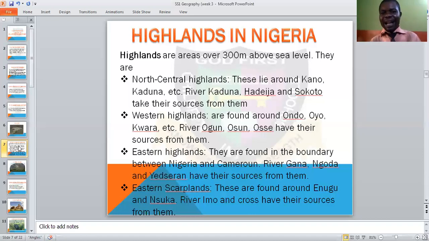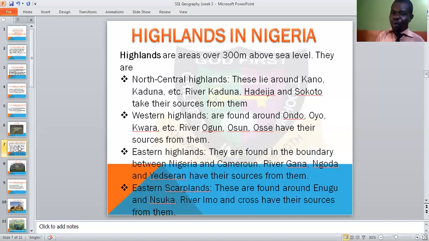Then we have the Western Highland. It's found around the western part of the country. Last week, you recall, we talked about the east, the west, the north, and the south of Nigeria. Then they are found around Ondo or Yoruba land. If you go to Ondo State, you see some highlands.